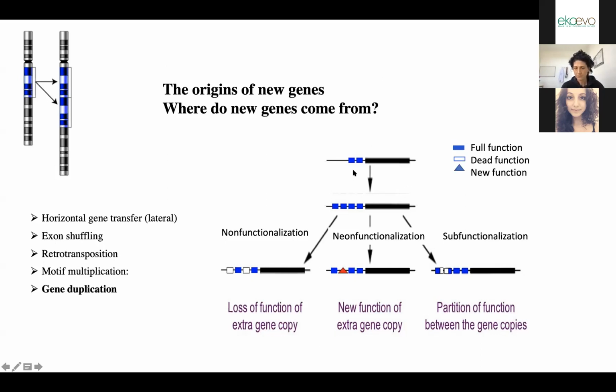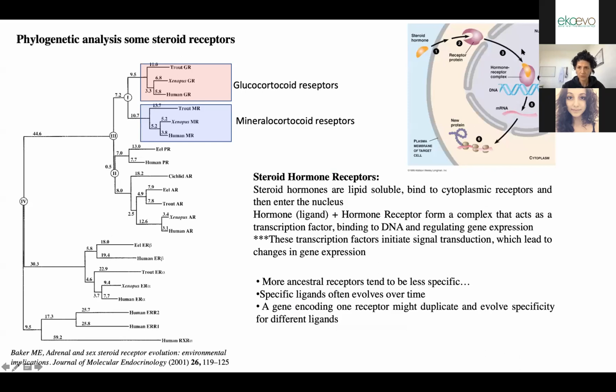There is a gene. The blue color represents the full function. After a duplication, as you can see, the new duplicated gene can lose the function. It's called non-functionalization. It can gain a new function. It's neo-functionalization. Or sub-functionalization can happen, which means a partition of function between the gene copies. I'm going to give an example of steroid hormone evolution for this point.